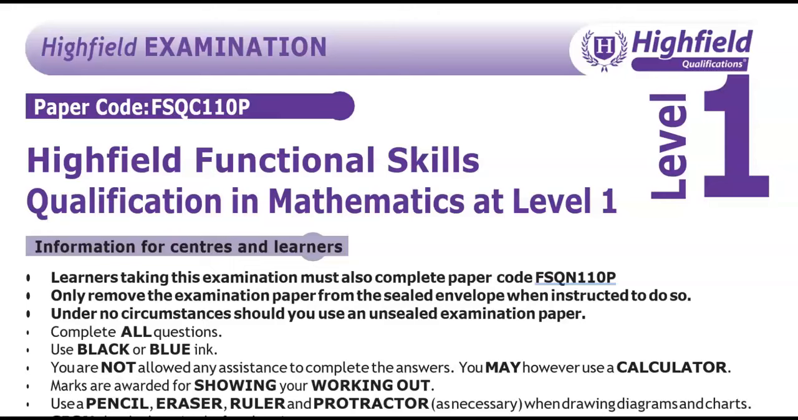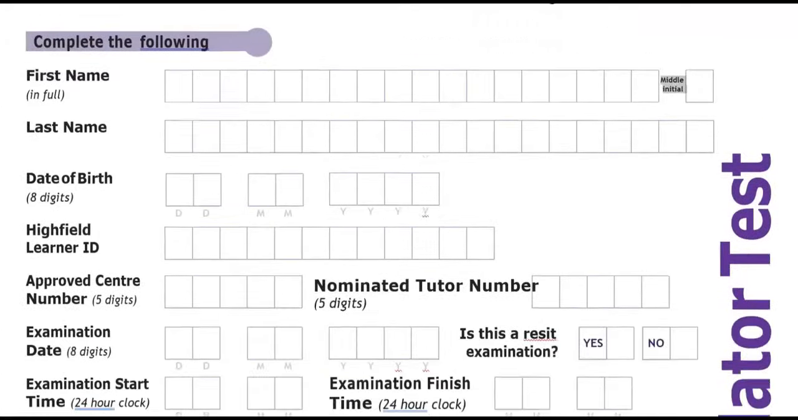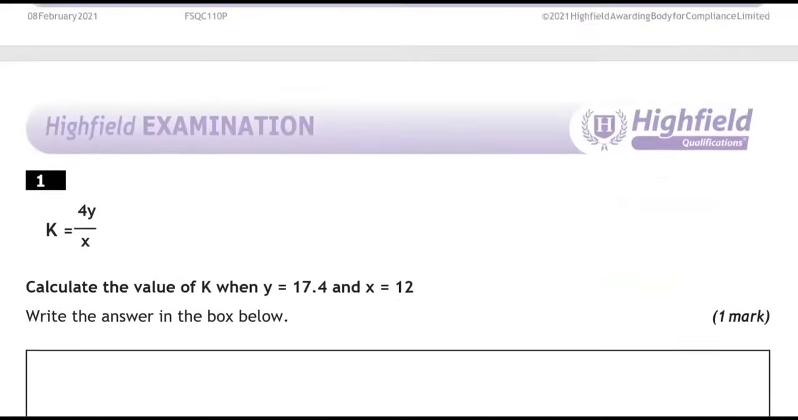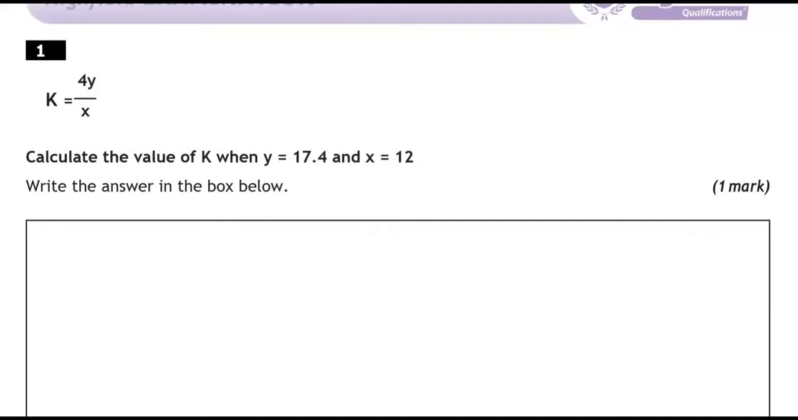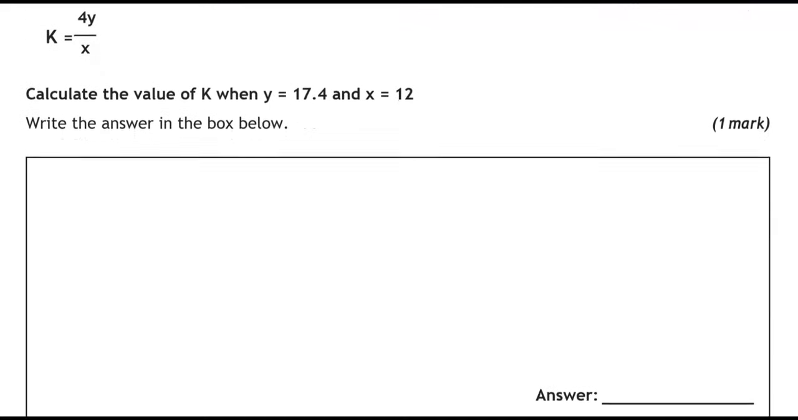This is the second part of a Level 1 Functional Skills Maths paper from Highfield. In this part, you can use a calculator. We'll look at the questions one by one. Here is the first question.